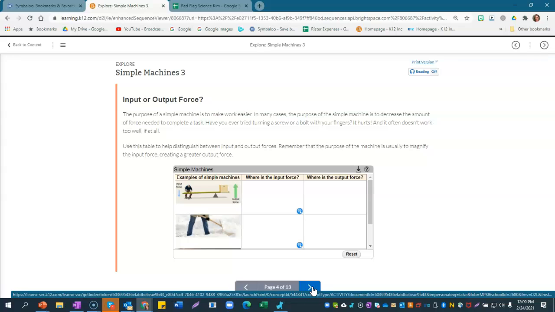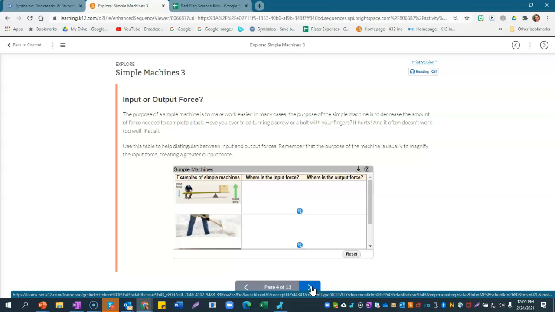So input or output force. It is important to be able to label these and know which is which. The purpose of a simple machine is to make work easier. In many cases, the purpose of the simple machine is to decrease the amount of force needed to complete a task. Have you ever tried turning a screw or a bolt with your fingers? It hurts, and it often doesn't work too well, if at all.